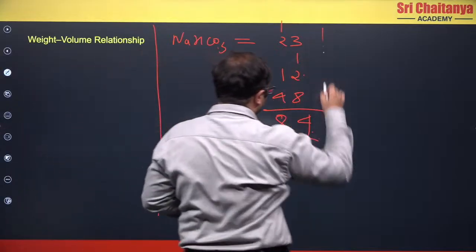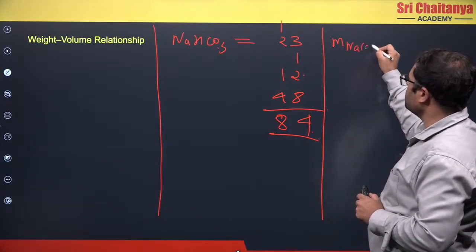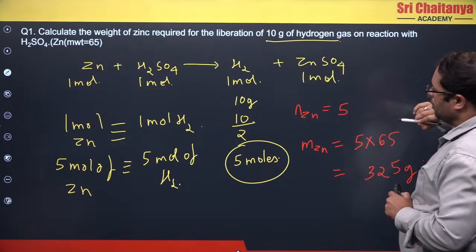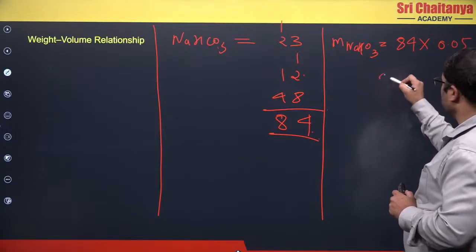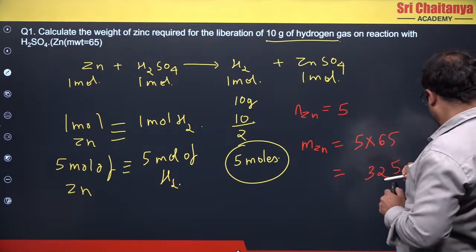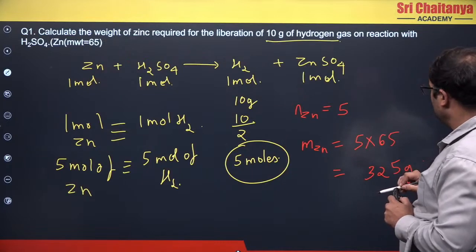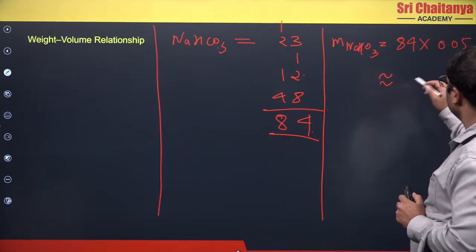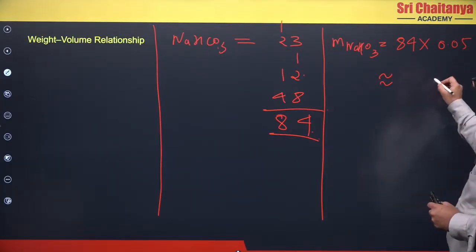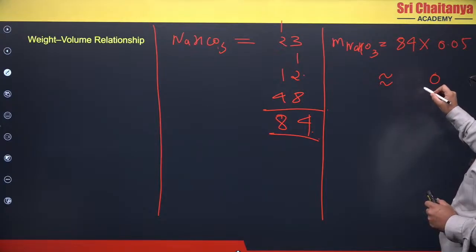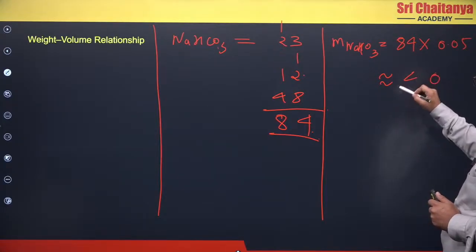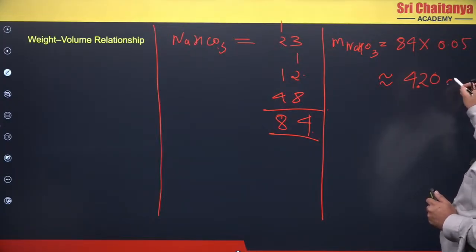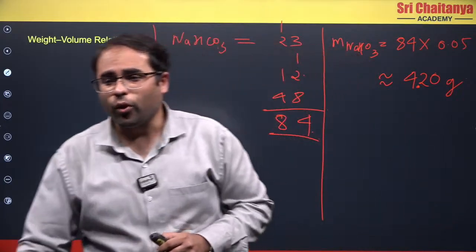So now you know the moles. So mass of NaHCO3 will be 84 into 0.05. This will approximately be around 420, so 4.2 grams, right? It will be around 4.2 grams.